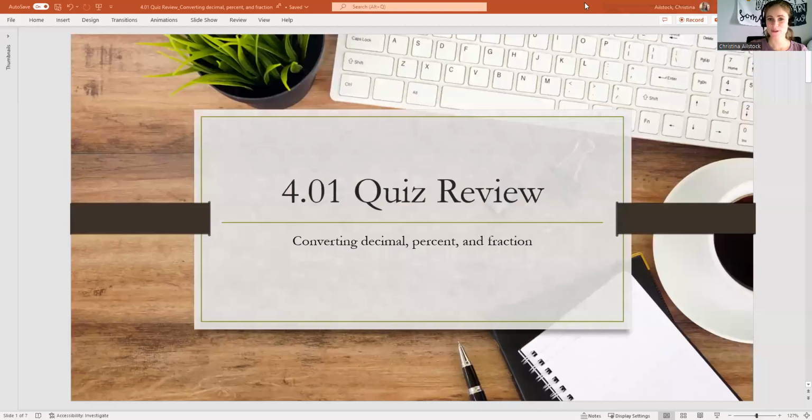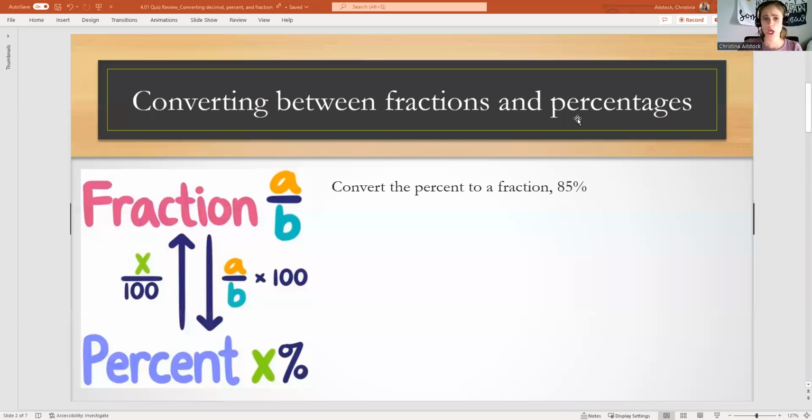Hi everyone. Today we're going to be working through how to convert between decimals, percentages, and fractions. So let's first start with going between a fraction and a percentage. Before we answer the problem on the page here, take a look at this graphic to the left. It's a really handy note sheet that can just quickly help you know how to go between the two. So in the case of our problem, we want to go from a percentage to a fraction.